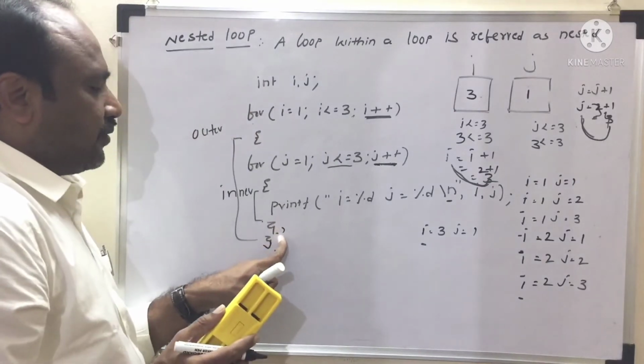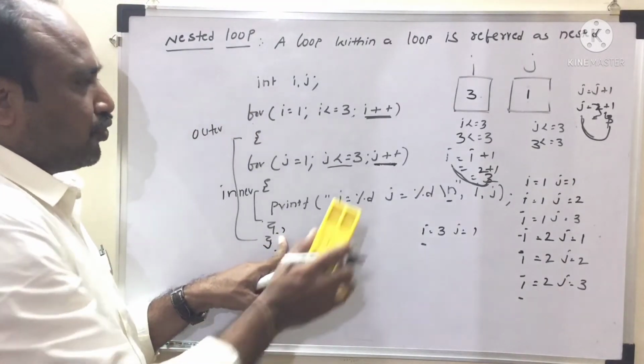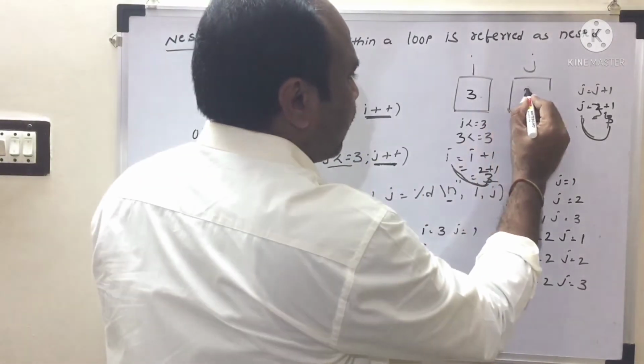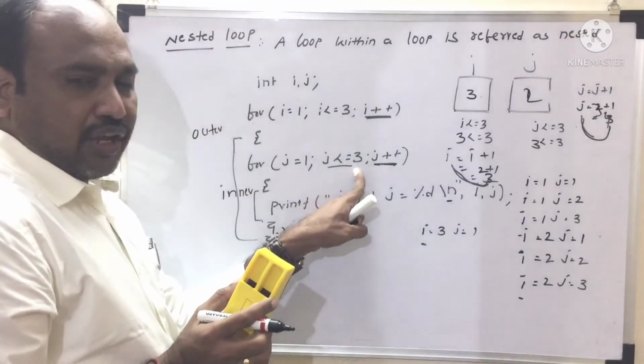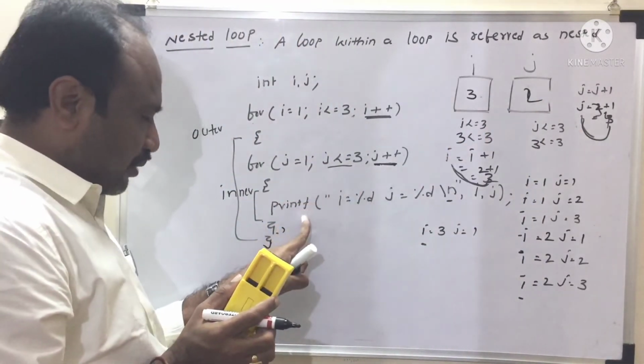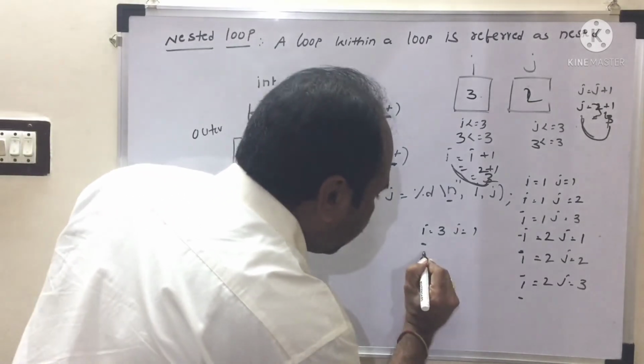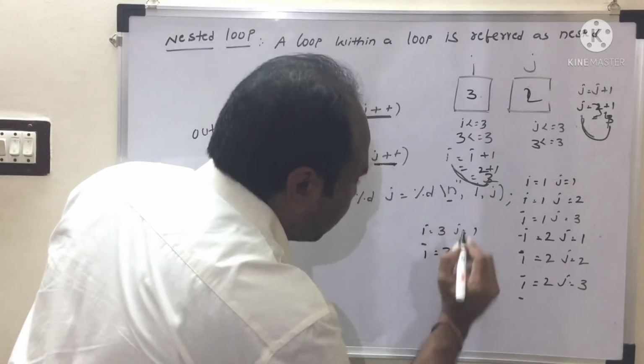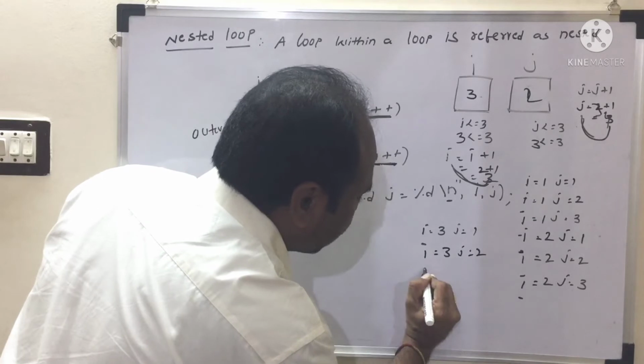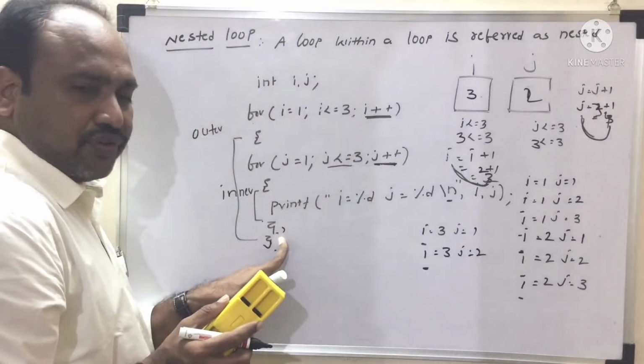slash n, go to next line. Again, inner for loop closes. Again J plus plus. J value becomes now 2. 2 less than or equal to 3, condition true. True means again come here. Printf I equal to 3, J value 2, slash n, go to next line. Again inner for loop closes.